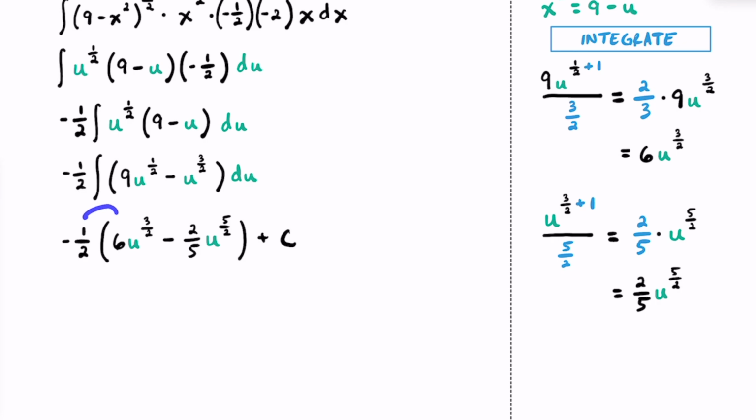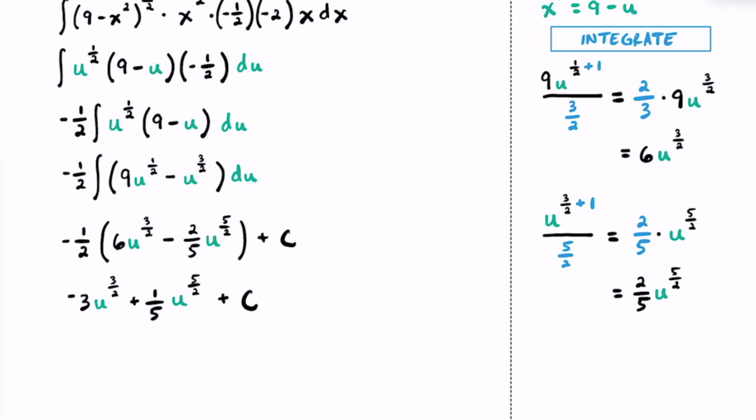Now if we go ahead and just distribute this negative 1/2 to both of these terms inside here, so negative half times 6 is going to be negative 3. So we're going to have negative 3 times u to that 3/2 power. And then we take this negative half and multiply it by the negative 2/5. That's going to be positive 1/5 multiplied by u to the 5/2 power. And then we have plus c.